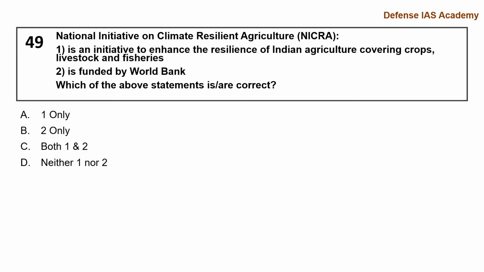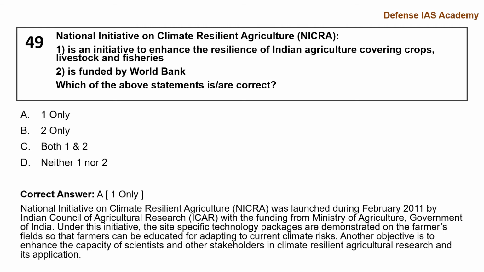Next, question 49. 1. National Initiative on Climate Resilient Agriculture, NICRA, is an initiative to enhance the resilience of Indian agriculture covering crops, livestock and fisheries. 2. It is funded by the World Bank. Which of these statements are correct? The answer is option A, 1 only.